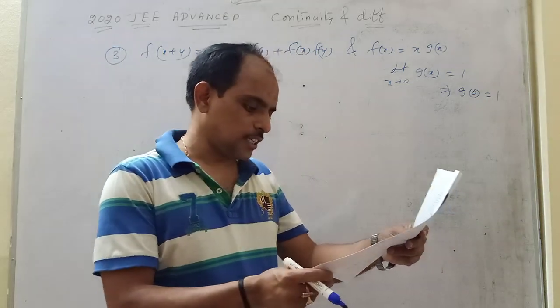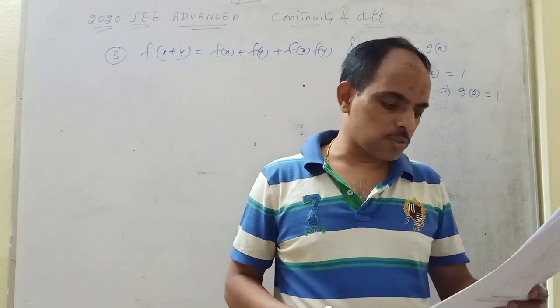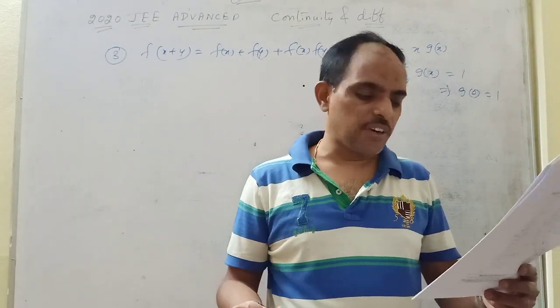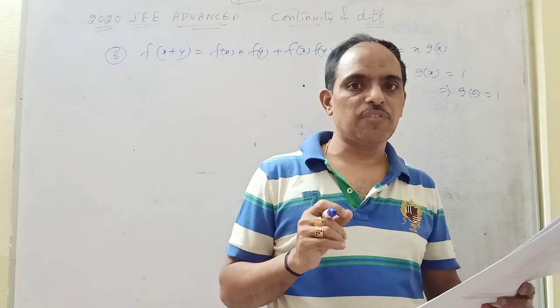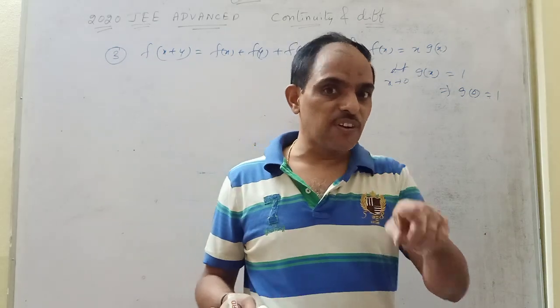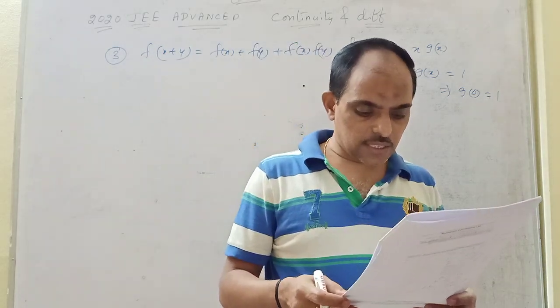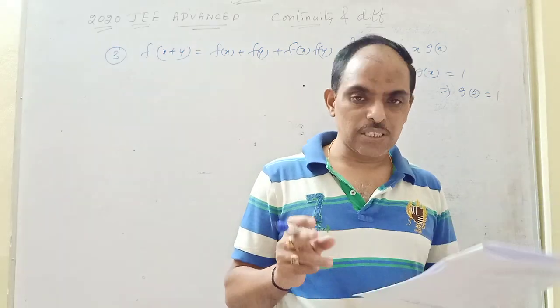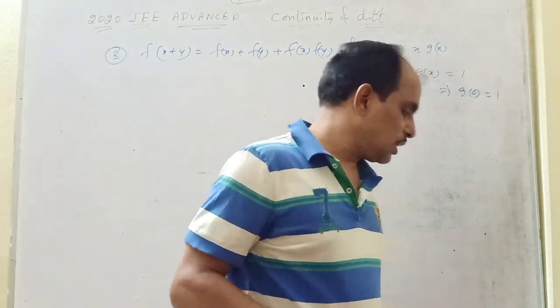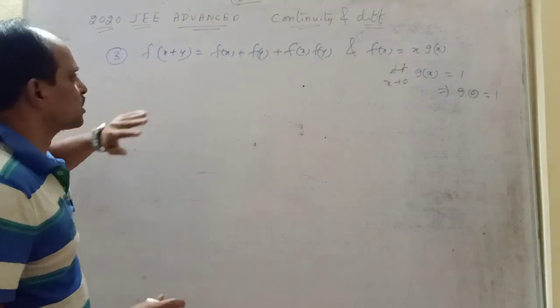The options are 4 options. It's a multiple option question. f is differentiable everywhere. g(0) is equal to 1, then g is differentiable everywhere. g(0) is equal to 1, it is differentiable everywhere, and the derivative of f at 1 is equal to 1, and the derivative of f at 0 is equal to 1. So we have to find whether this function is differentiable or not.